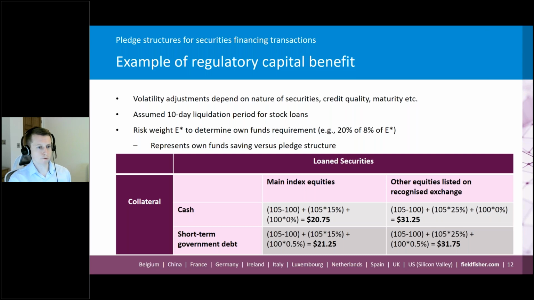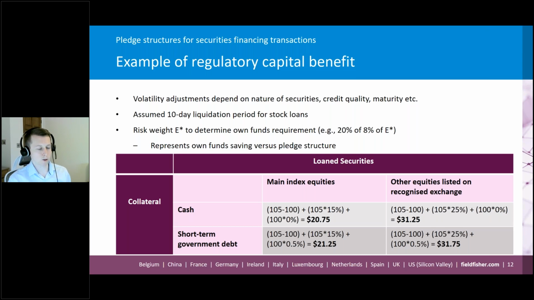Once you've run through the calculation and you obtain this fully adjusted exposure amount, you then have to risk weight it by applying the standardized or the internal models approach in CRR, and that then feeds into your own funds calculation. The result of this calculation effectively represents the amount of own funds saving that you're making by adopting the pledge structure, because under the pledge structure, the credit risk that you would have with the traditional title transfer arrangement is no longer in place.